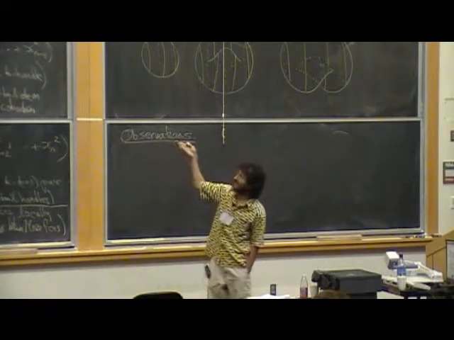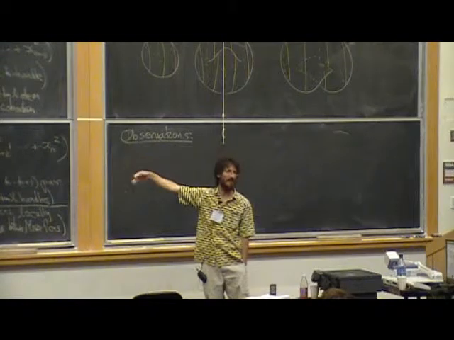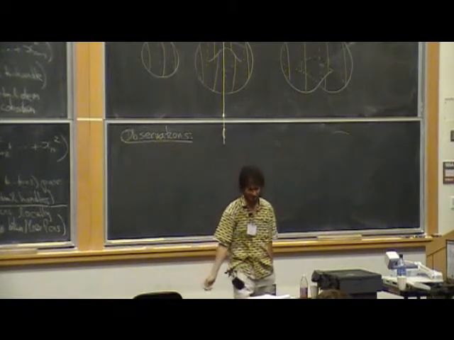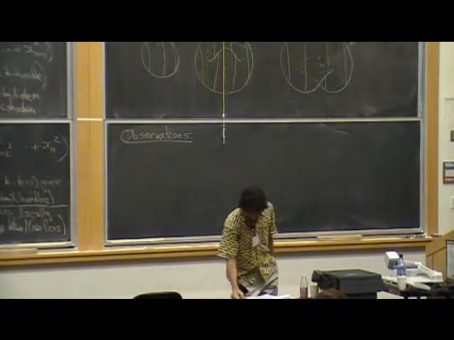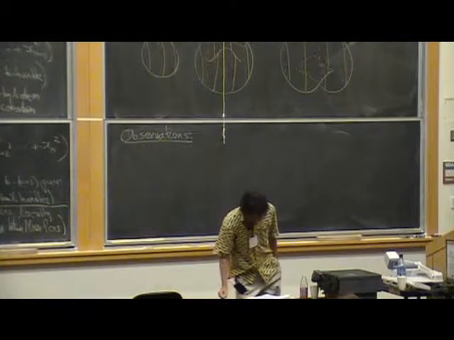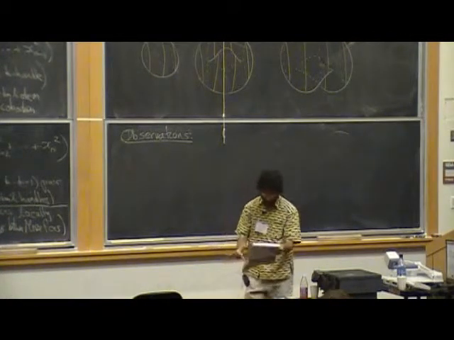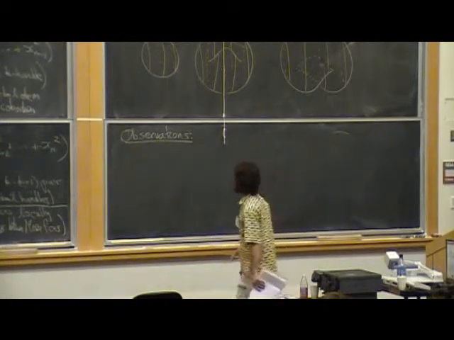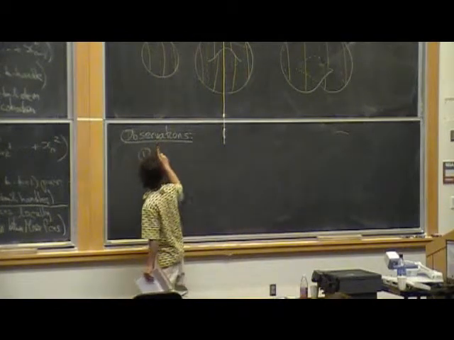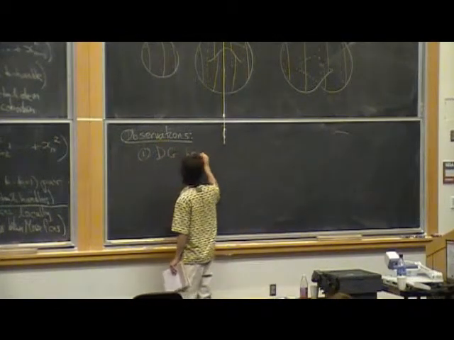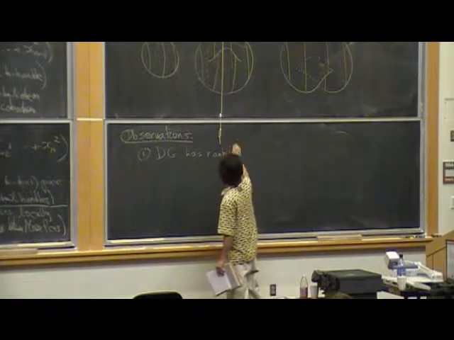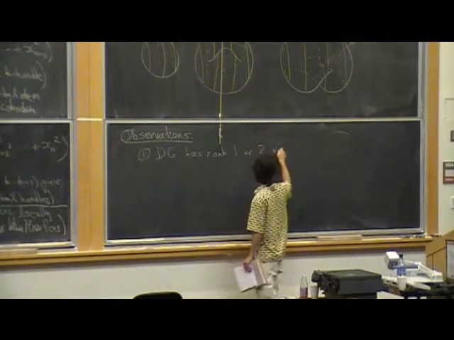So, observations here. If you like, you could take this definition of the Morse 2 function and then say you want to prove it's generic in the space of smooth maps. So one observation is that dg has rank 1 or 2, never 0.